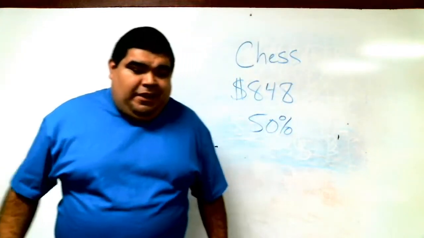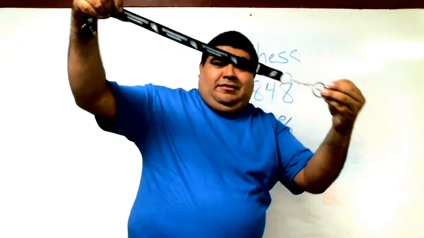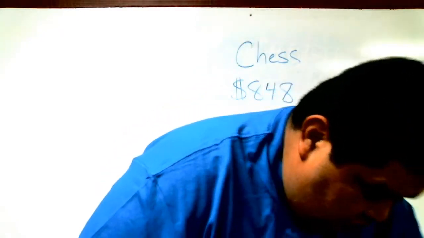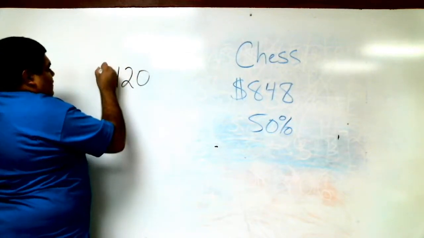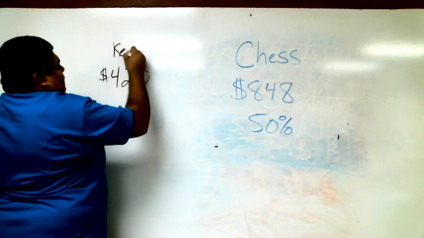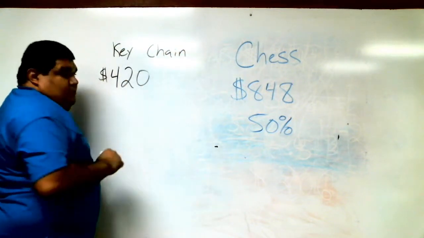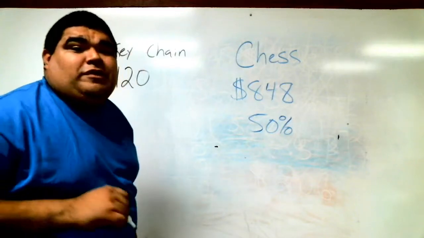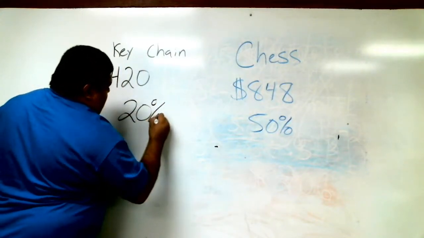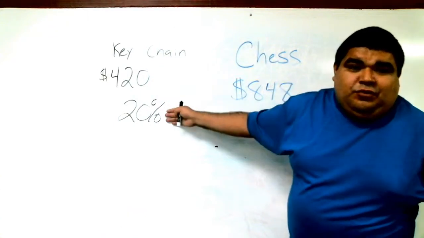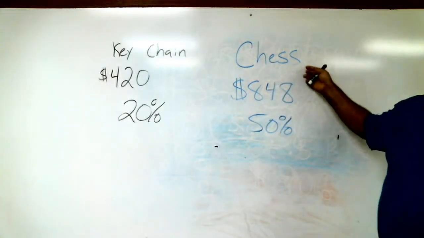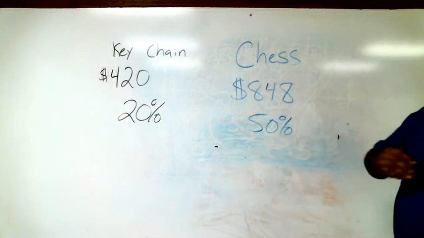We have one more thing we're gonna buy here at this store. We have this lovely keychain with some keys, some random keys. Okay, this keychain costs $420, but you're getting a 20% discount. Okay, so keychain for 420 with 20% discount, and then the lovely chess board for 848 with 50% discount.